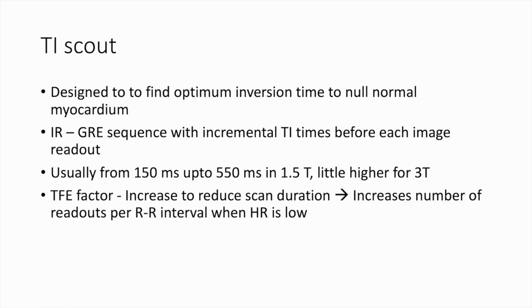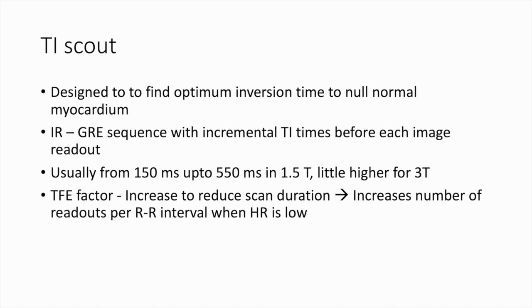The TI Scout or Look-Locker sequence is designed to find the optimum inversion time to null the normal myocardium. It uses an inversion recovery gradient echo sequence with incremental TI times before each image readout. The usual range used is between 150 to 550 milliseconds at 1.5 Tesla. The TFE factor increases the number of readouts per RR interval and hence can be increased to reduce the scan duration when heart rate is low.